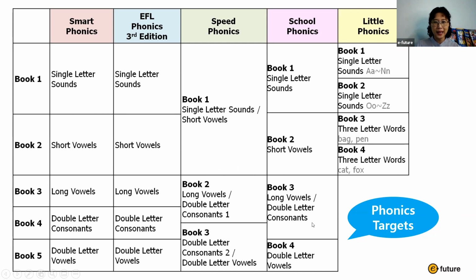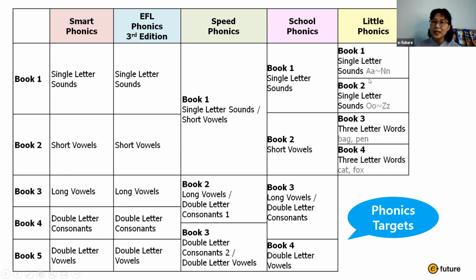But book 3 and book 4, book 3 is a little bit different, right? We combined book 3 and book 4 of Smart Phonics and EFL-focused to make School Phonics book 3, right? Book 4 is the same, double letter vowels. Okay, so we combined some sections to make 3 books or 4 books.